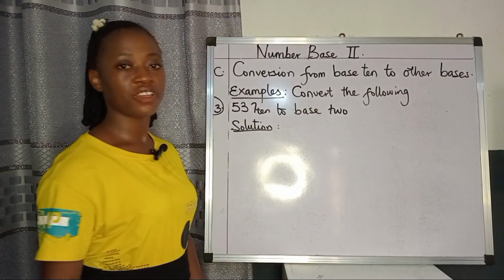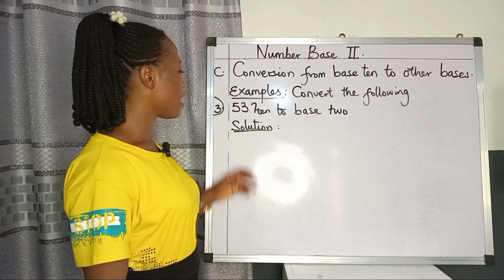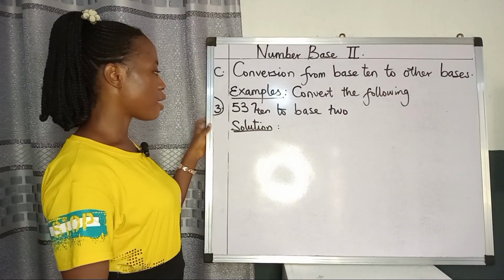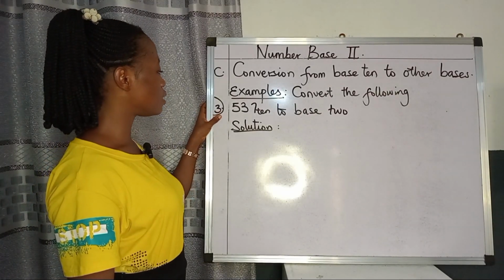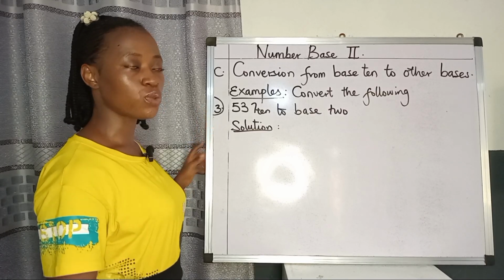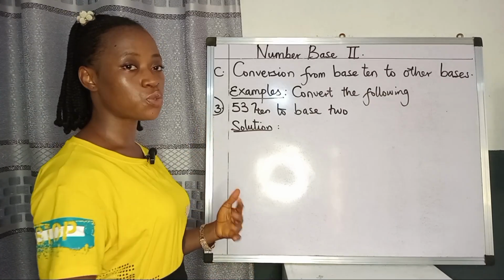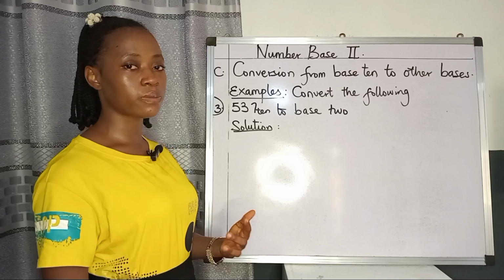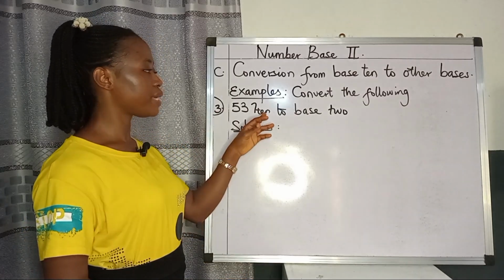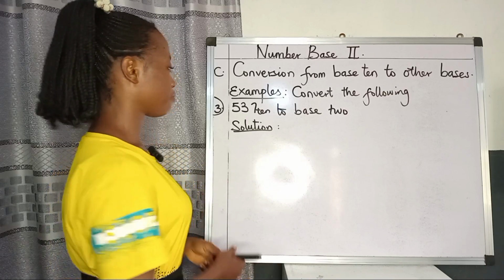Alright guys, we have another question here. We have 537 base 10 to base 2. We are converting 537 in base 10 to a number in base 2. So base 2, remember, base 2 numbers are called binary numbers. So we are changing from base 10 to binary.